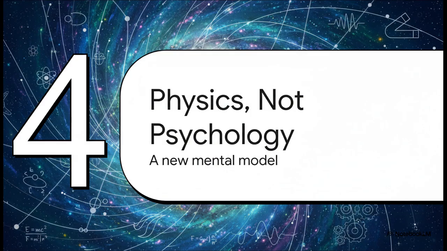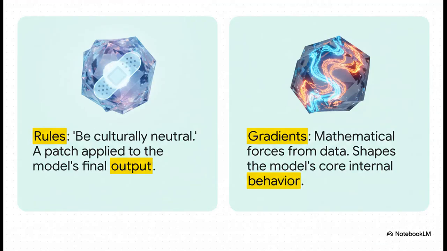All right, let's pull all of this together into a new way of thinking about this, because we have to stop thinking about psychology and start thinking about physics. You know, a common question I get is, well, can't you just tell the model to be culturally neutral? And sure, you can try. You can put some rules on top of it. But that's just a patch. It's a surface-level fix. Those rules are working on the final output.